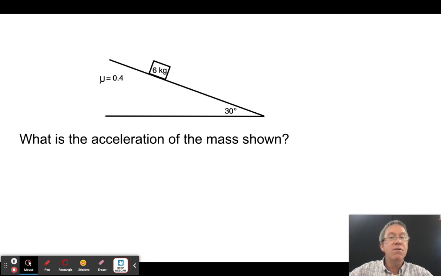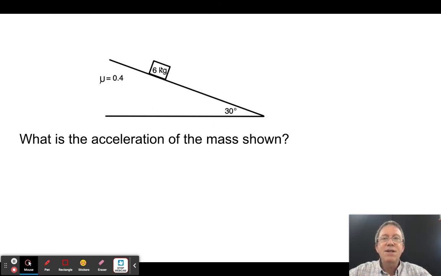What is the acceleration of the mass shown? How fast is this going to accelerate? And then we'll be done, I think. I hope. Here we go. All right, so now I'm actually using numbers instead of just variables. I've got a 30-degree incline. Mu, in this case, for the kinetic friction between these two, since I'm going to assume this thing is moving, is 0.4. And I want to know how fast it's going to accelerate down this ramp.